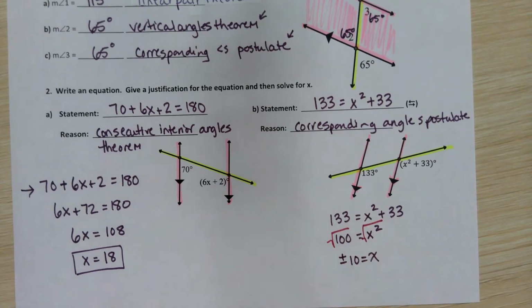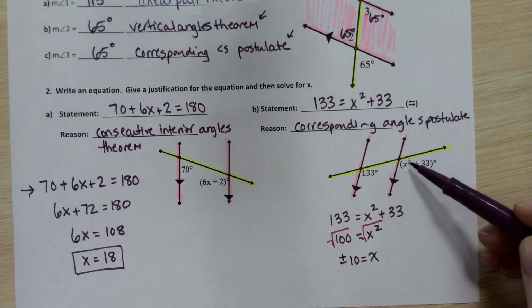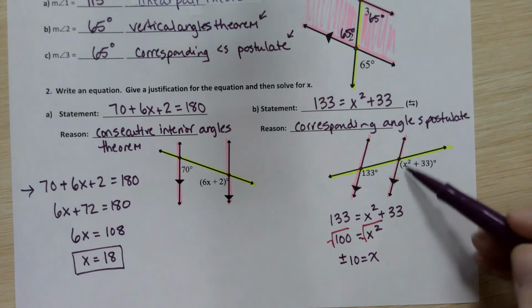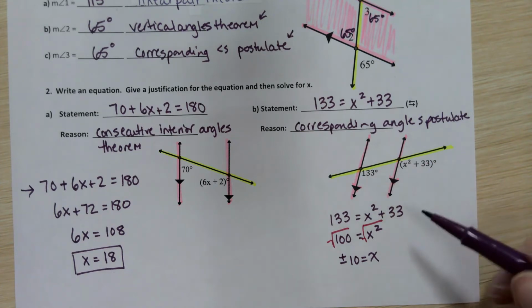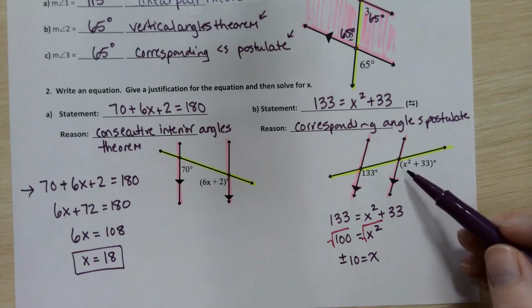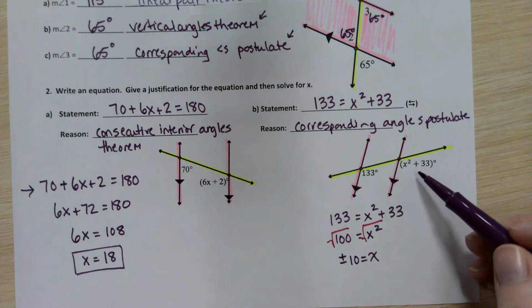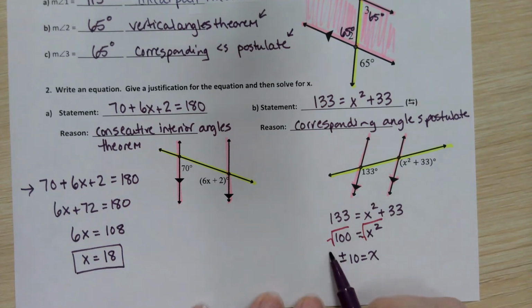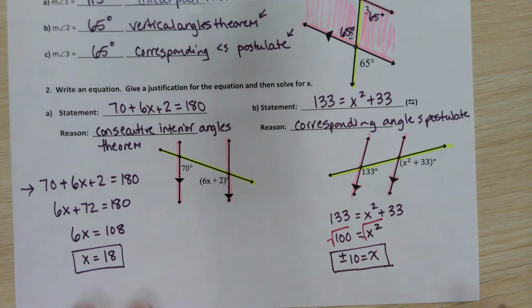And then I just need to make sure that both of those values are acceptable in my geometric situation. So if I take positive 10 and square it, I get 100 plus 33 is 133. That checks out. If I take negative 10 and square it, I still get positive 100 plus 33 more is 133. So both answers are acceptable in algebra, but also in geometry for this problem. All right, we have a few more examples on the other side of this page, so go ahead and flip that over and meet me back here.